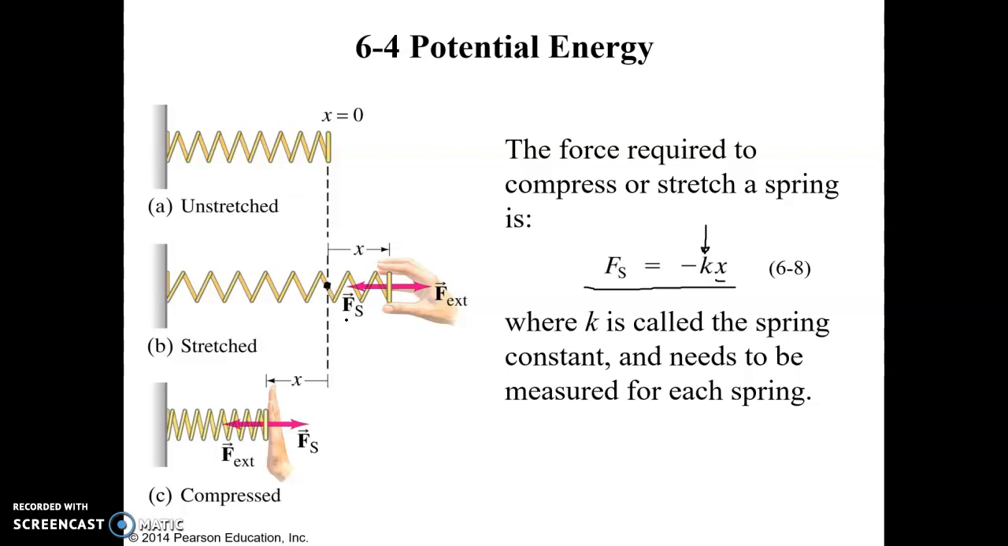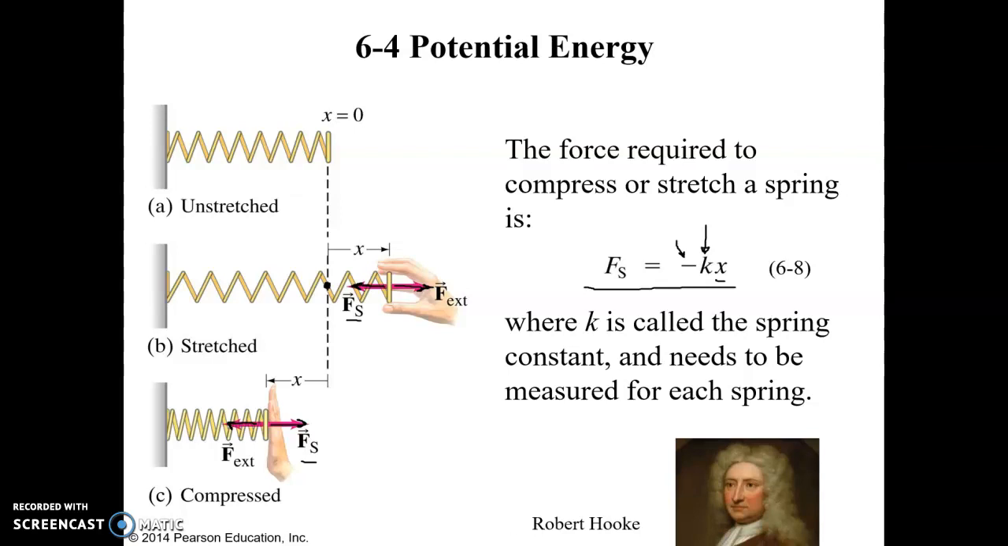And so this Fs is always wanting to take the spring back to its original position. If you stretch it out to the right, the spring says, nope, nope, nope, I want to go back to the left, which is why this is negative, because this is a restoring force. It wants to go back to its original position. If you compress it to the left, the spring wants to go back to the right. So the force Fs in the spring is always opposite the direction we push or pull it.